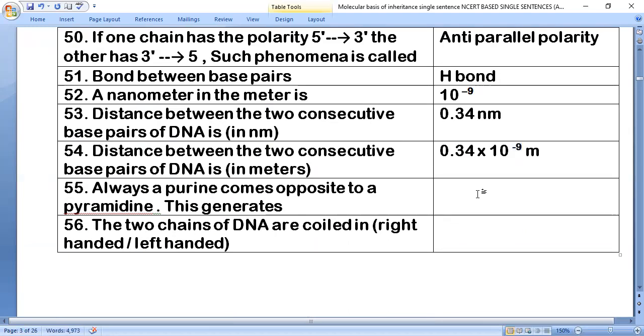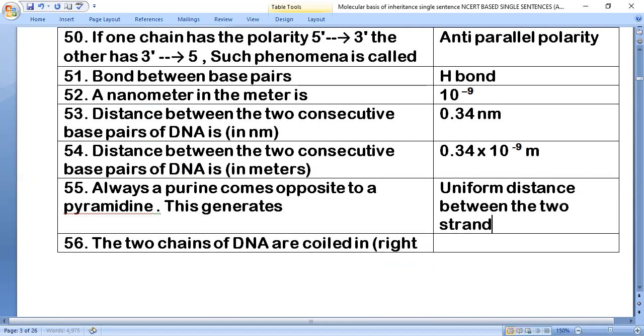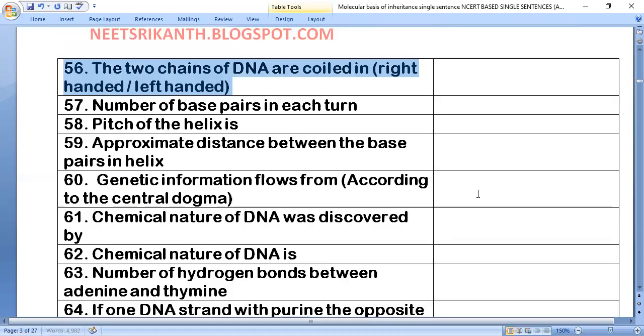Always a purine comes opposite to a pyrimidine. This generates approximately uniform distance between the two strands of the helix. The two chains of DNA are coiled in right-handed fashion or left-handed? Right-handed fashion.